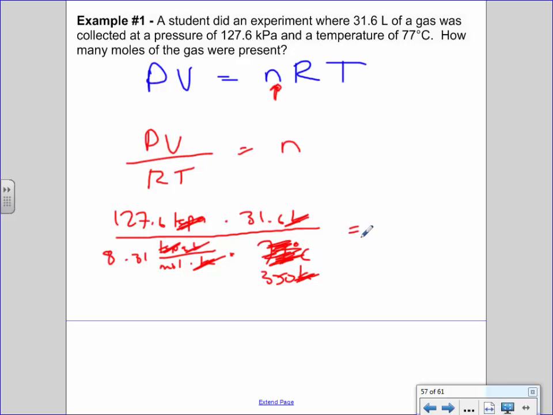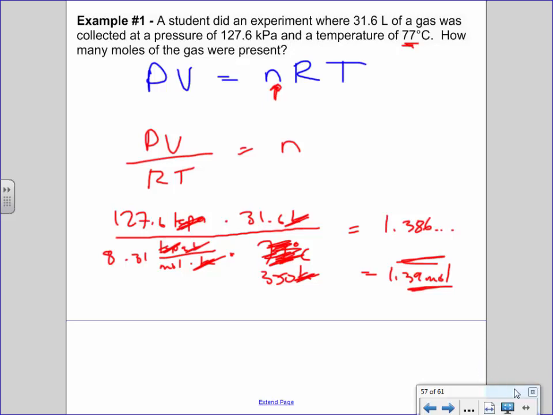So 127.6 times 31.6 divided by 8.31 divided by 350. I got 1.386, etc. How many sig digs do I get? 3. It looks deceiving. Some people look at that 77 and they think there's 2 sig digs there. But in the Kelvin scale, which is what we actually used, it was 3 sig digs. So I would say there's 1.39 moles. Does that make sense?